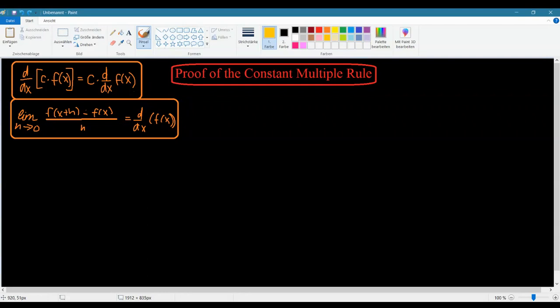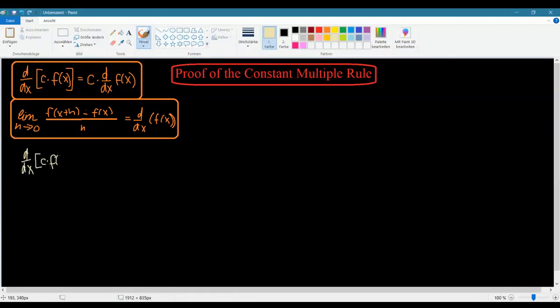So to prove this, what we need to do is plug this right here on the left side, c times f of x, into our original differentiation formula, which is the limit as h approaches 0 of f of x plus h minus f of x over h, which is the derivative of f of x, which is f prime of x. So we're just going to plug it in.